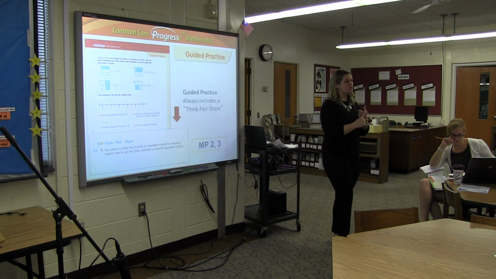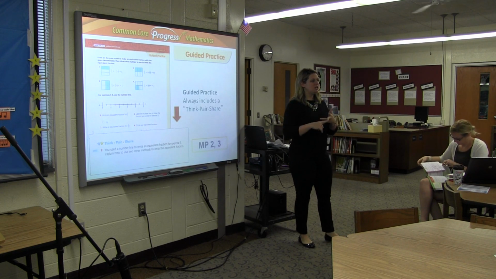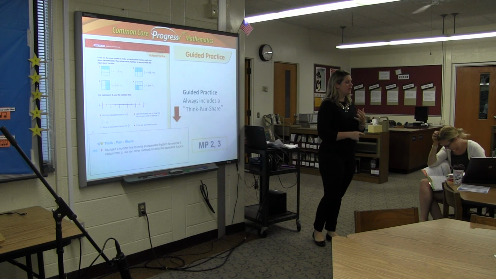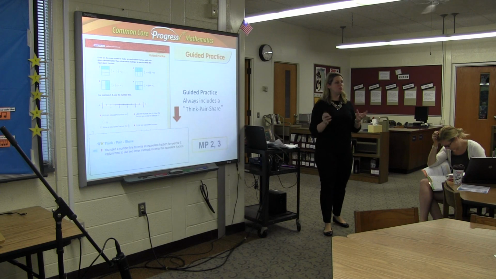Maybe someone used a number line. My peer drew a picture. Someone else used a graph. Someone else used their words. So it shows them those multiple ways.